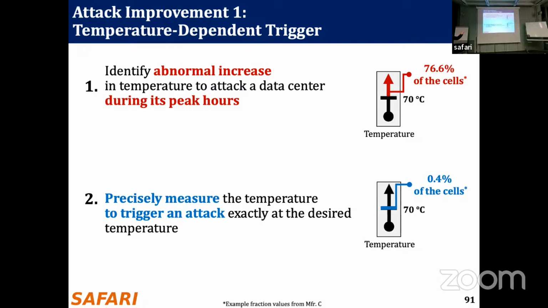We also had the observation that there is a very small fraction of DRAM cells that exhibit RowHammer vulnerability only at particular temperature levels, like 70 degrees. At 70 degrees, there's only about 0.4% of the tested cells exhibiting RowHammer vulnerability. So you can use this to precisely measure the temperature to trigger an attack exactly at the desired temperature.